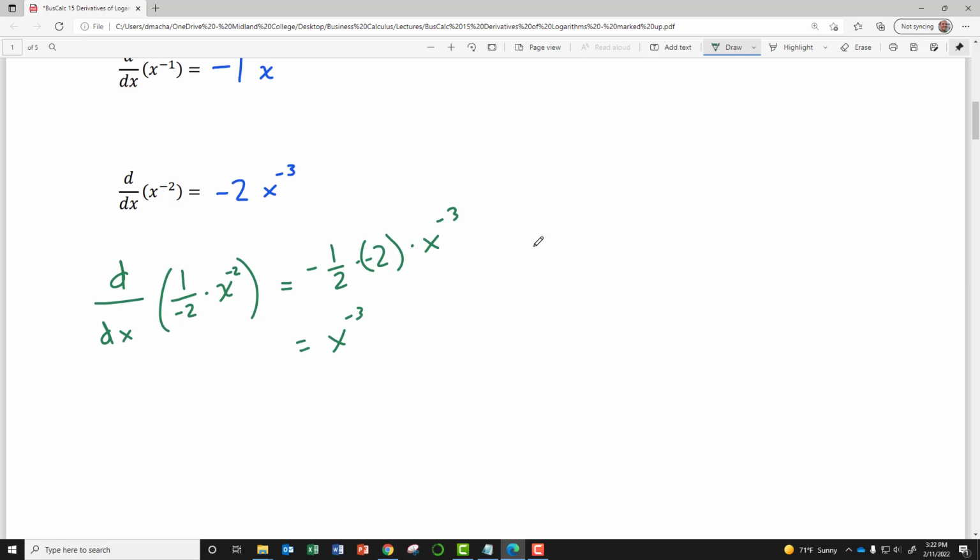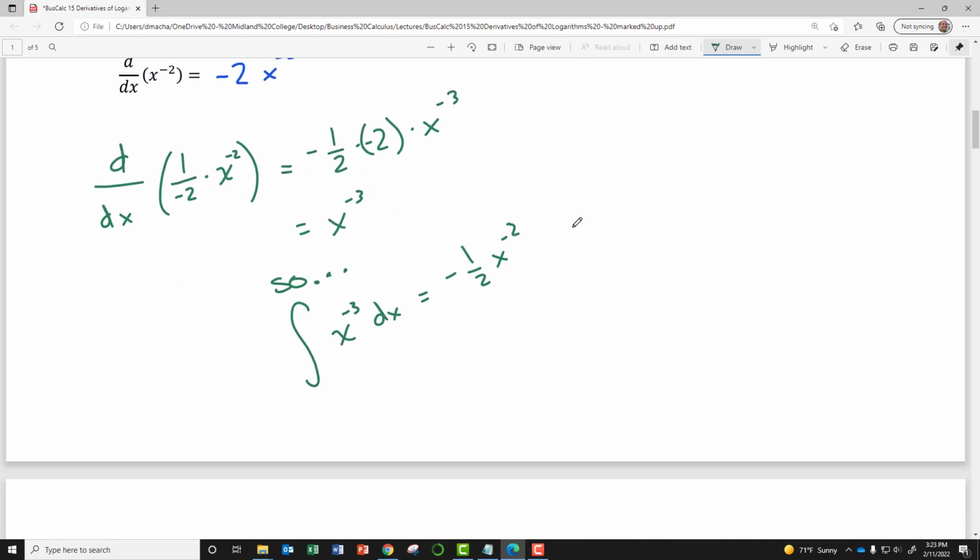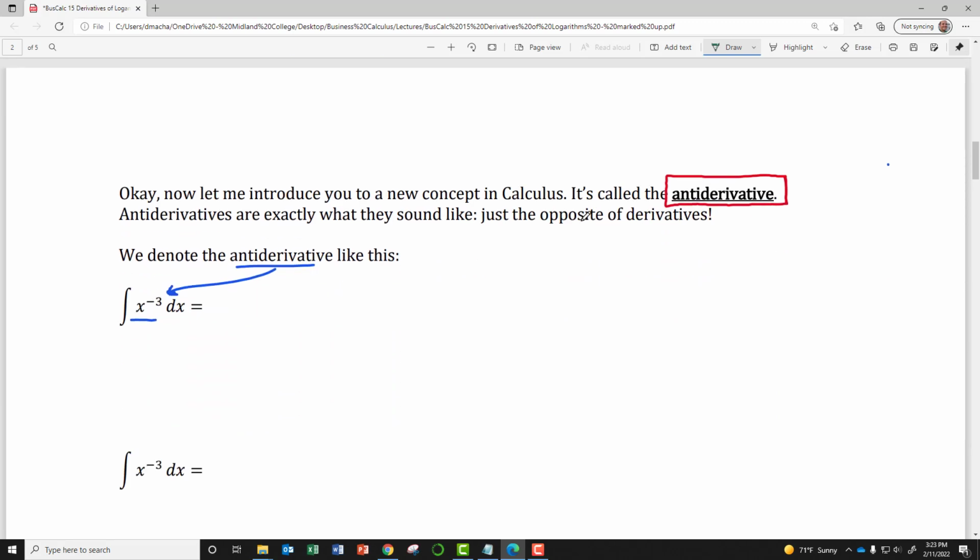So then when I ask you about the antiderivative of x to the negative 3 power, the antiderivative should be negative 1/2 x to the negative 2. Because if I take the derivative of negative 1/2 x to the negative 2 power, I get x to the negative 3 as the derivative. This is what we mean by the antiderivative, we're just doing the opposite. So I'll let this be negative 1/2 x to the negative 2 power. Okay?